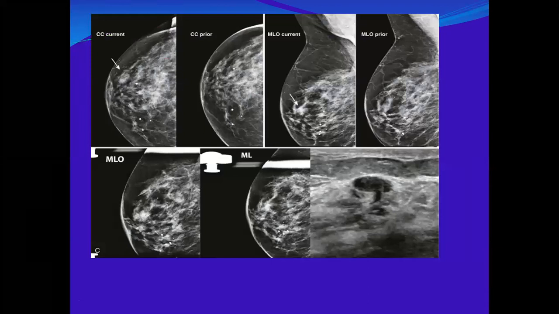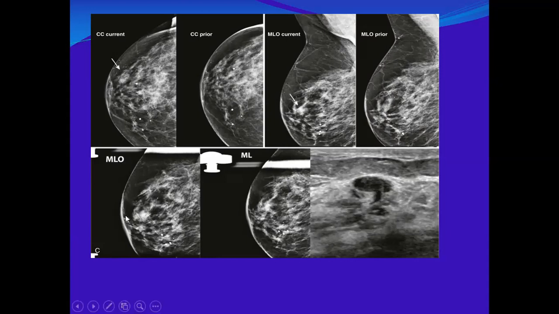Okay, and what about this? Very clear, huh? So again, it is obviously seen here. This is the prior, and this is the current. There is a focal asymmetry seen on CC and MLO of the current mammogram that was not shown on the CC and MLO in the prior mammogram. I have to clarify to make sure this is a real lesion, not a superimposition.